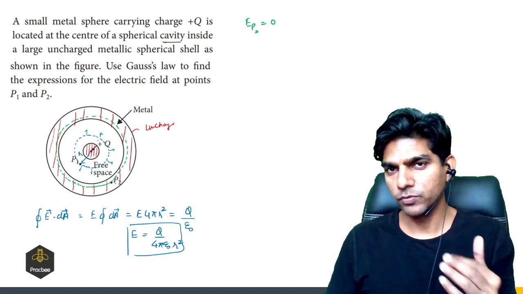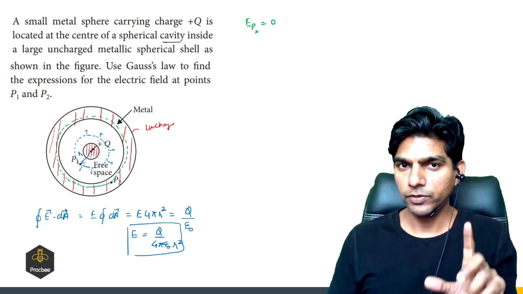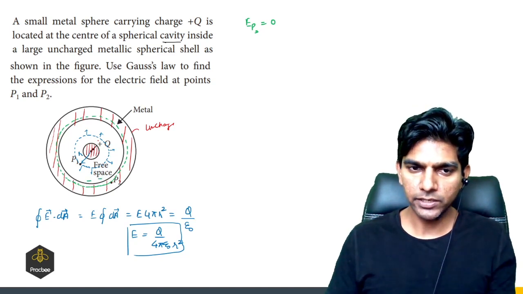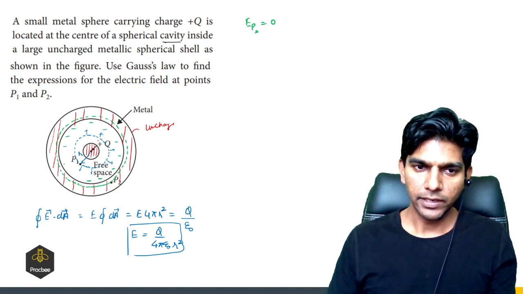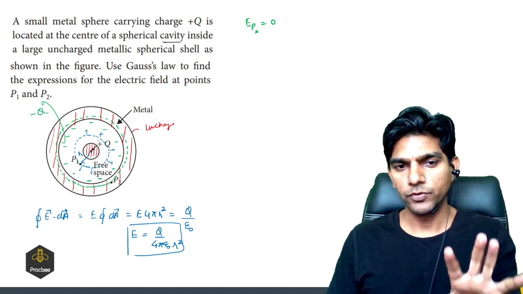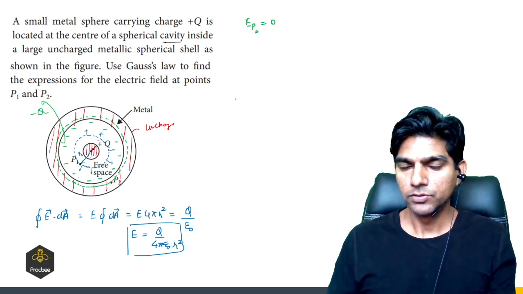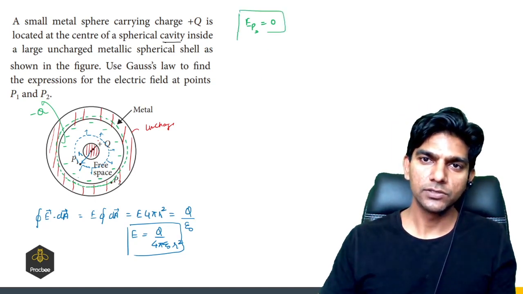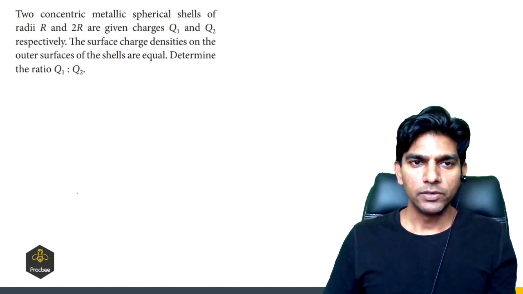And if I want to prove this by Gauss's law, since it is inside the conductor, the field is zero, so there will be a negative charge induced on the inner surface of the shell. And this negative charge must have a magnitude of Q, so it will be minus Q, right? If you look at the net charge enclosed by this Gaussian surface, it will be zero. So the field will be zero. So that is the answer to this question, right? Now let us see one more question.